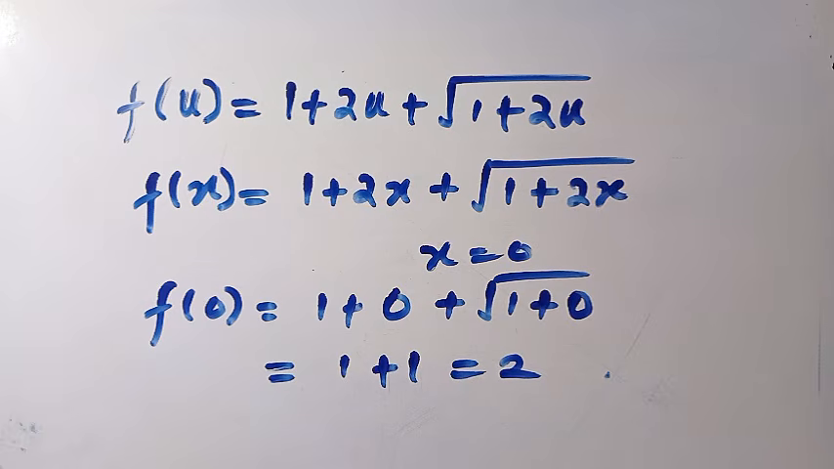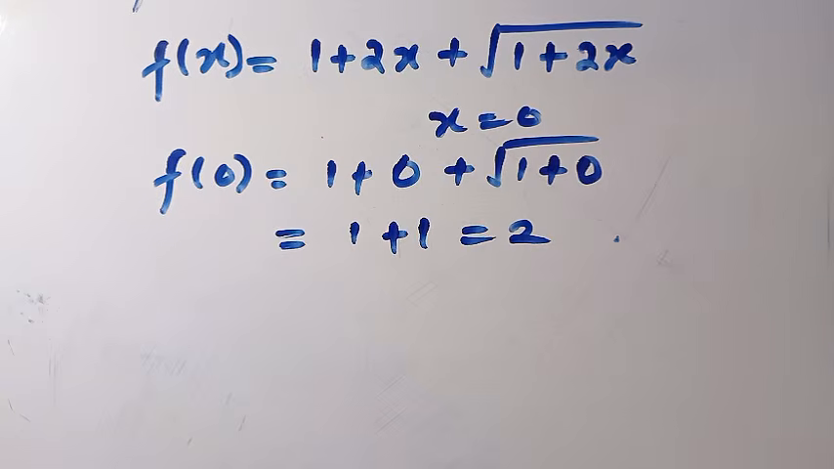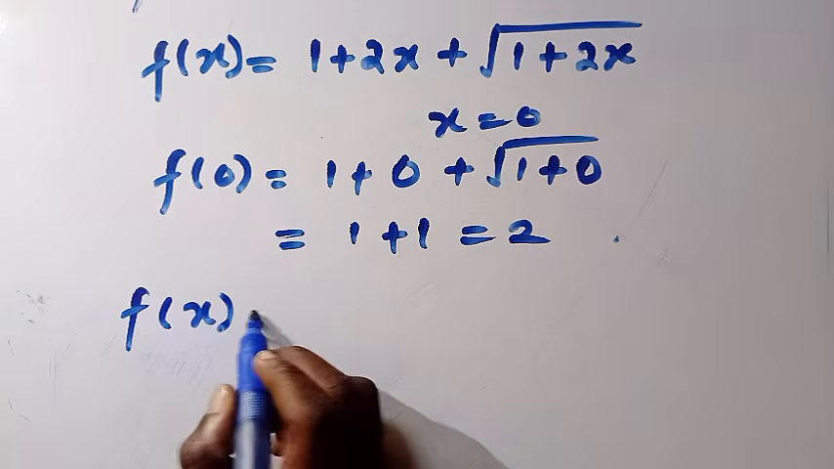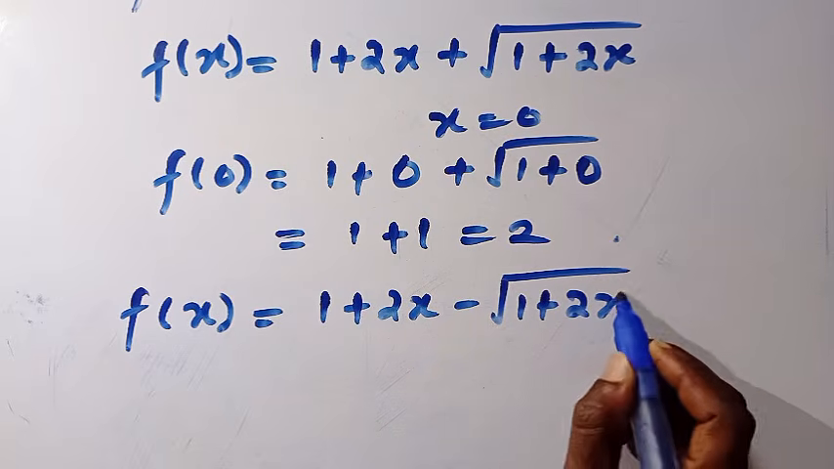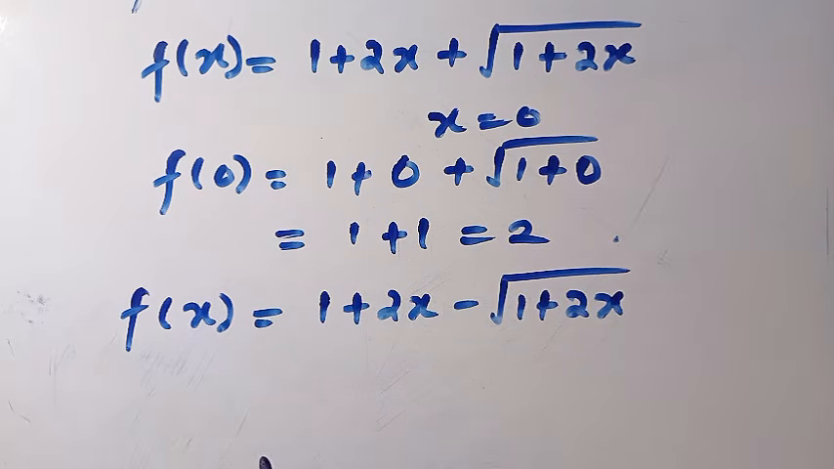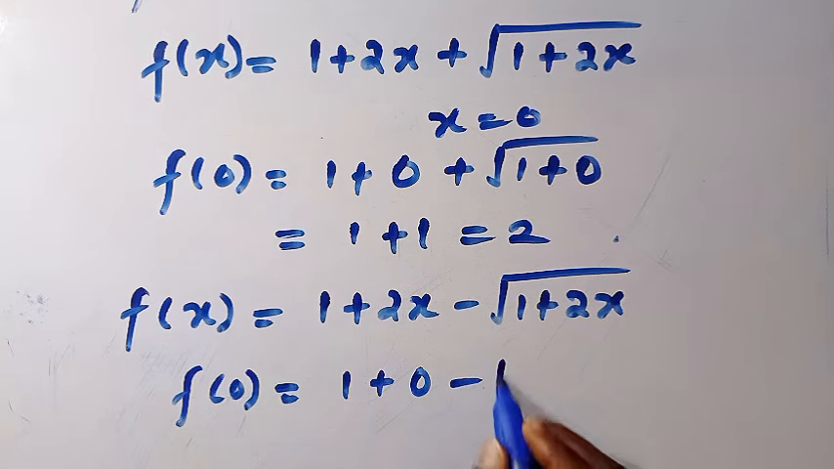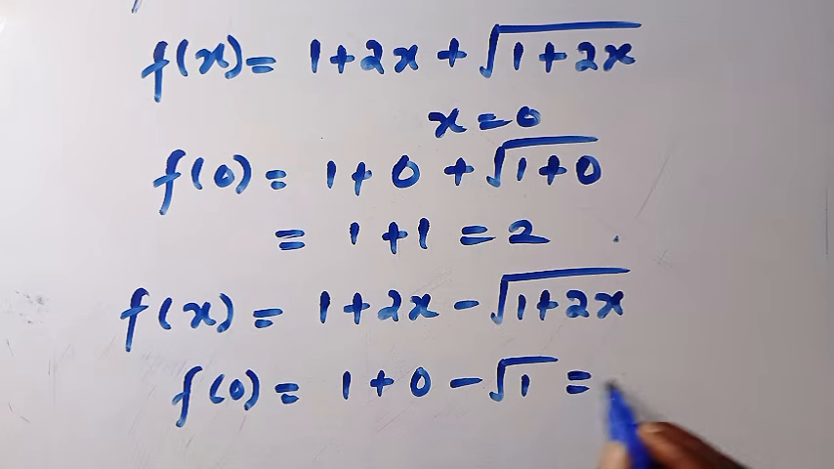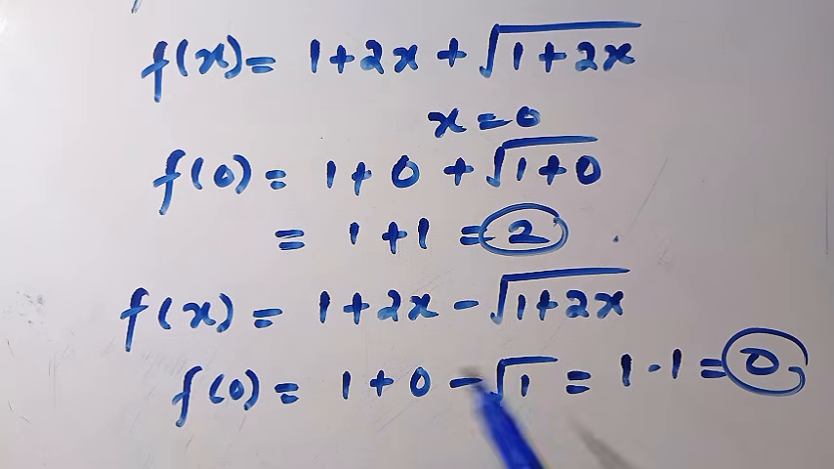When we check for the positive, and again, if we check for the negative, we have f of x equals 1 plus 2x minus square root of 1 plus 2x. So with the same value of x equals 0, we get different answers. So f of 0 equals 1 plus 0 minus square root of 1. And this gives us 1 minus 1, and 1 minus 1 equals 0. So there are two different outputs, 2 and 0. This is not a single valued function. But which of these is the solution to this problem? Let's try to verify.